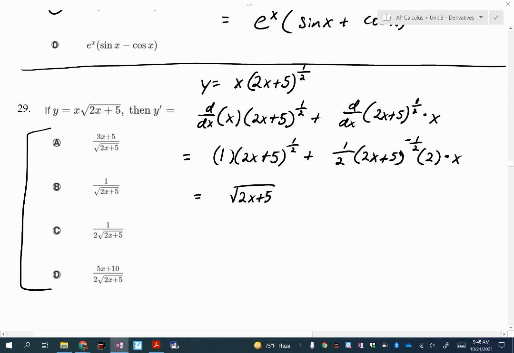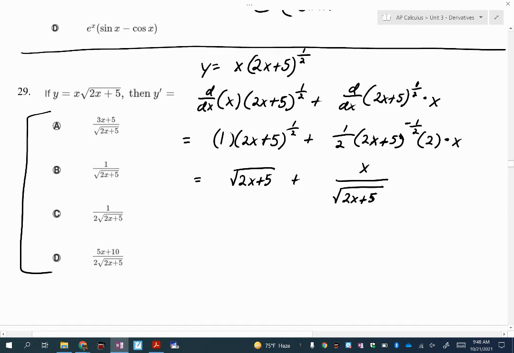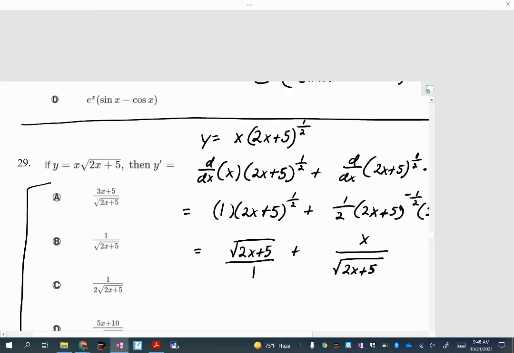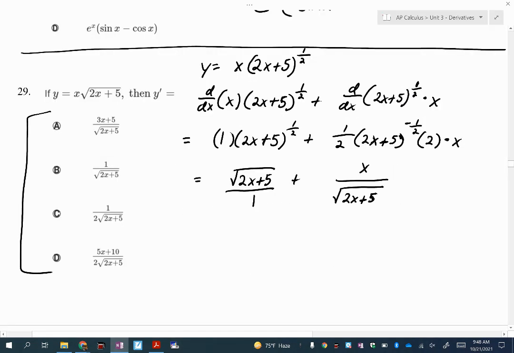So the square root of 2x + 5 plus, now watch what happens here. We have a 1/2 at the beginning, and we have a number 2. Half of 2 is just 1. So this is going to become x over the square root of 2x + 5. Now this is the answer, but none of my answer choices are matching this. So I need to add these two fractions together. I'm going to get a common denominator and multiply this one by the square root of 2x + 5 over the square root of 2x + 5.